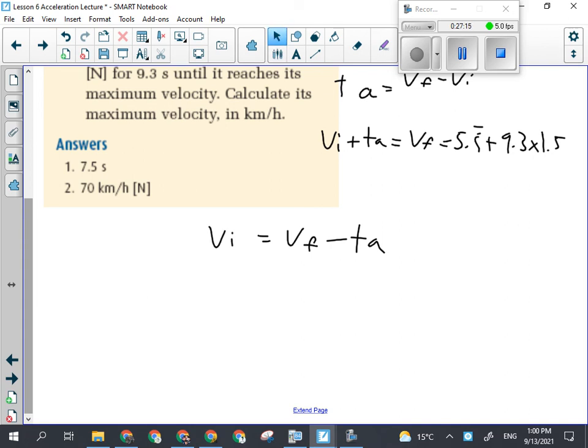Okay, it's the opposite of what we had here, right? We said VI plus t times a equals VF. So logically speaking, VF minus t times a should give me VI. Okay, everybody all right with that idea? Okay, so there's how we manipulate that formula.